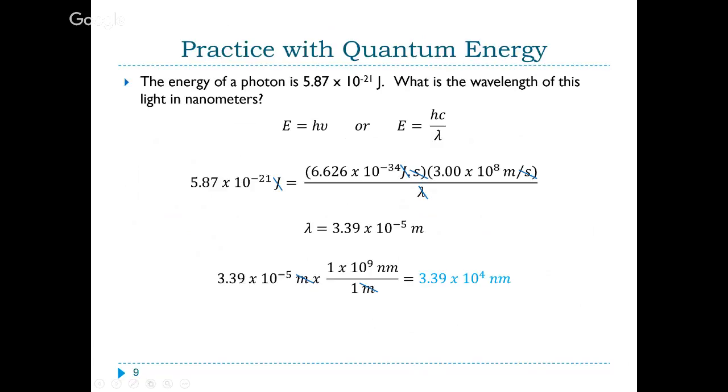So the wavelength comes out to 3.39 times 10 to the negative 5th meters. If I multiply by 10 to the 9th nanometers, do my dimensional analysis down here, I see that this wavelength is 3.39 times 10 to the 4th nanometers. So comparing back to the last slide that had the X-ray energy, we can see here that this is a longer distance and a smaller amount of energy, or I should say a larger wavelength.